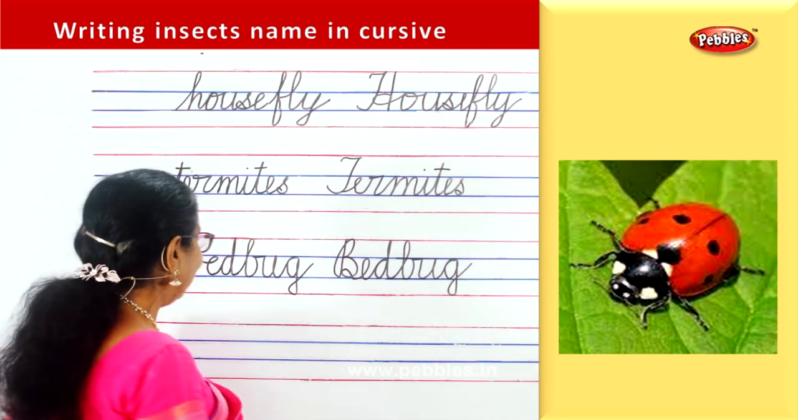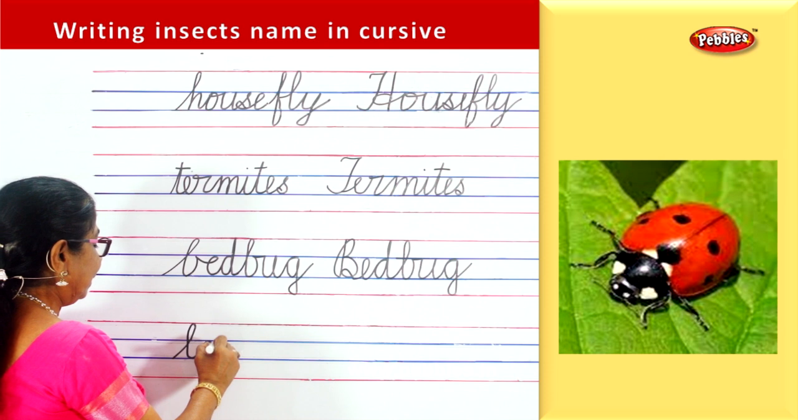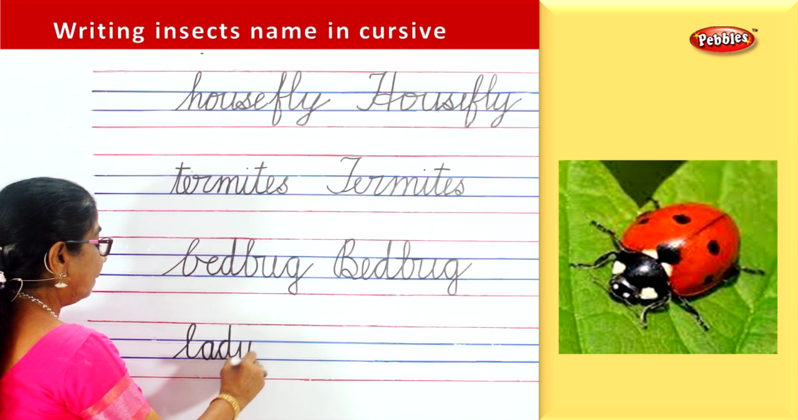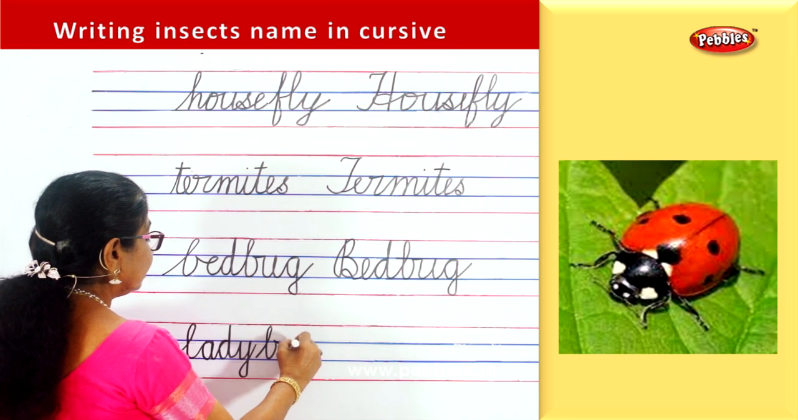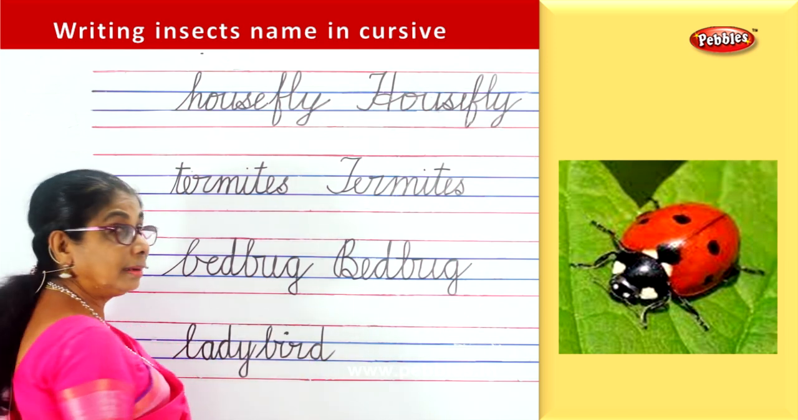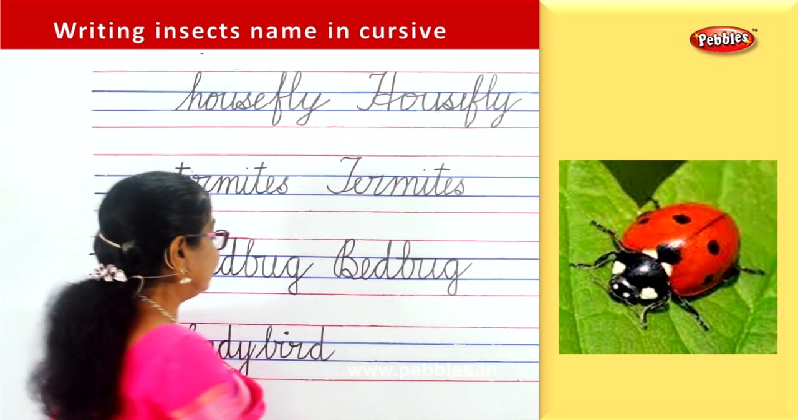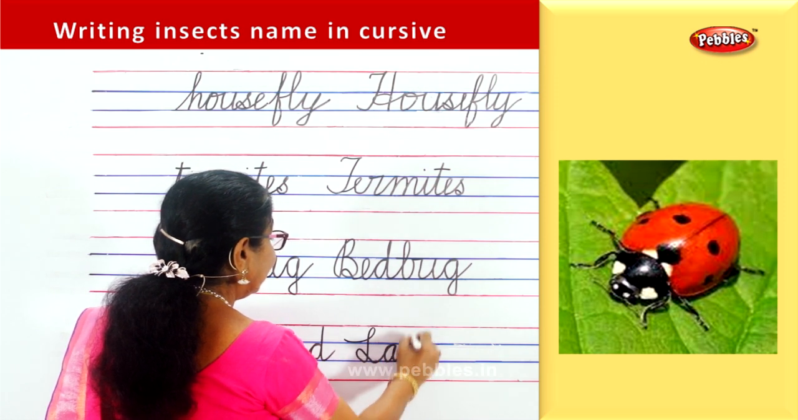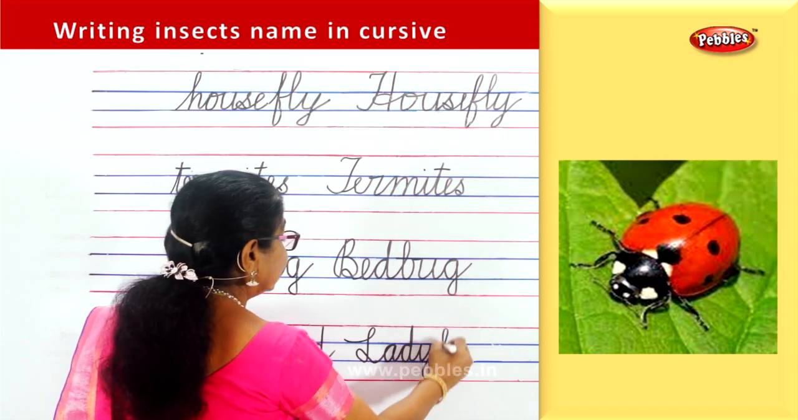Ladybird. L, A, D, Y, lady, bird. Red insect with black dots. Let's write L capital. L, A, D, Y, lady, bird.